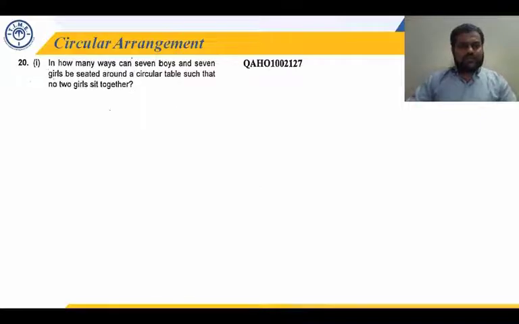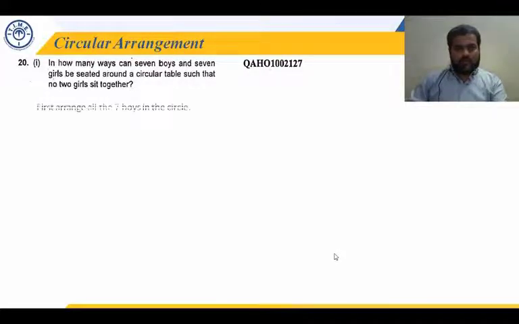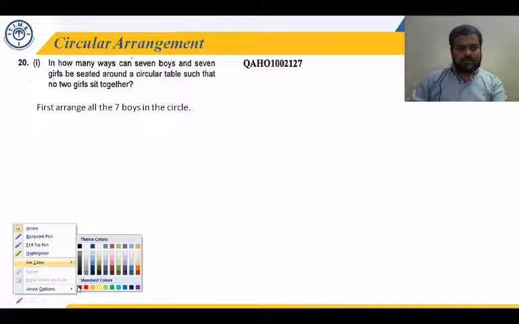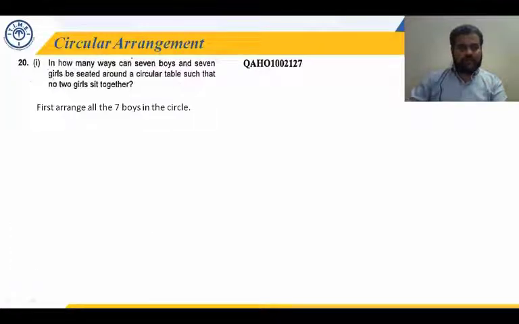Okay, now let's look at this question. The question says, in how many ways can 7 boys and 7 girls be seated around a circular table such that no 2 girls sit together? So it is the case of no 2 girls sitting together, right? So what do we do first? We have done such examples. When no 2 girls sit together, since the restriction is on the girls, first we'll arrange all the 7 boys in a circle.